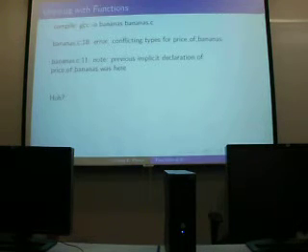Okay. Conflicting types for price of bananas. There's only the one. What the heck is going on? Now, this is a crazy error, right? It doesn't really mean anything to anybody, I imagine. I'm just happy I only had one typo.